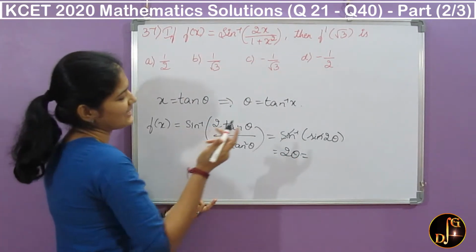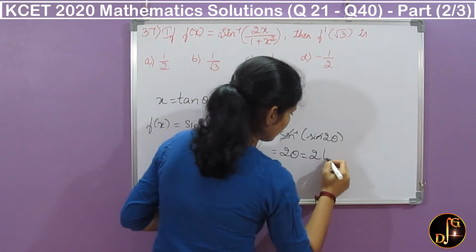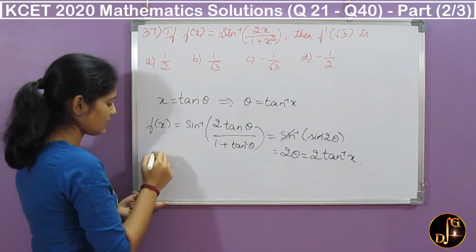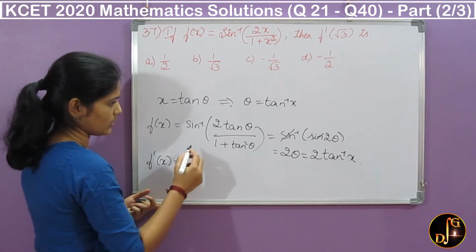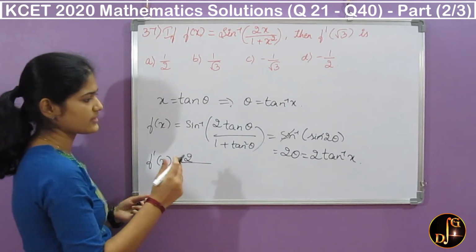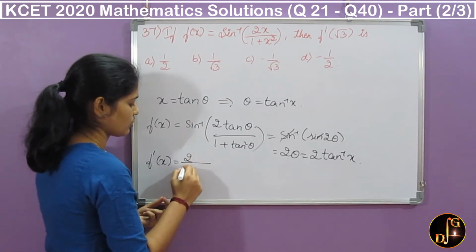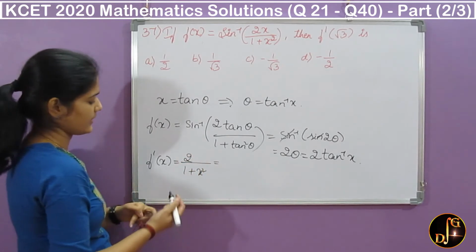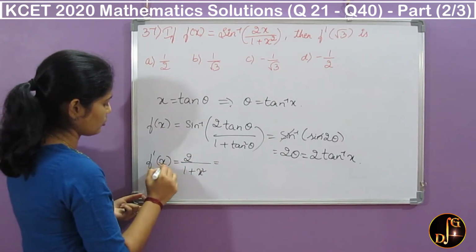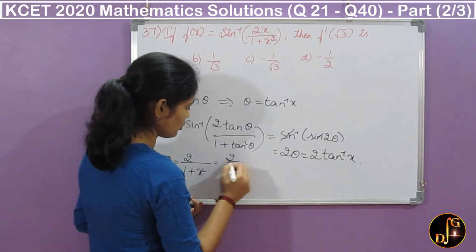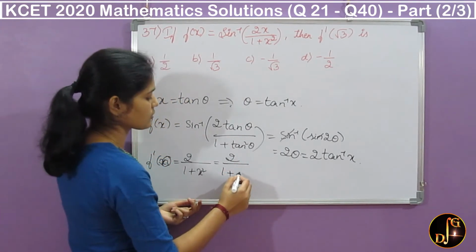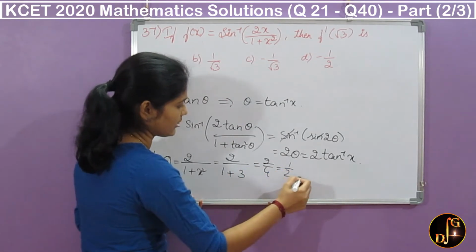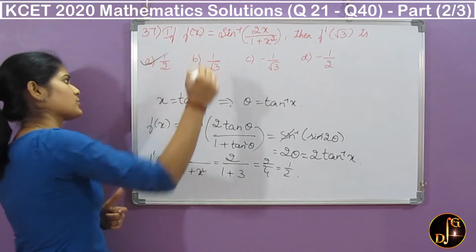Theta is nothing but tan inverse x. So it is 2 into tan inverse x. Let's differentiate this. Then f dash of x is equal to, differentiation of tan inverse is 1 by 1 plus x square. So 1 by 1 plus x square. 2 is constant, taken as it is. If we substitute root 3, then 2 divided by 1 plus root 3 whole square means 3, right? So 2 by 4, that is 1 by 2. So the correct answer is option A.